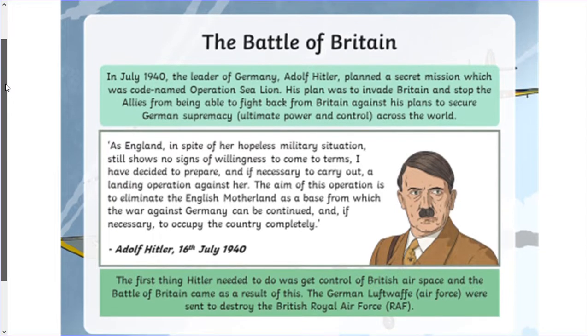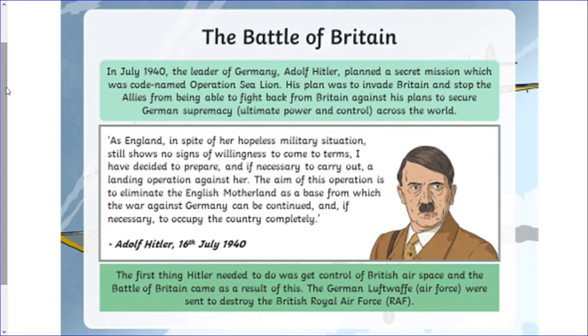I'm just going to give you a little bit of information so that you have an idea about what happened. So in July 1940, the leader of Germany, Adolf Hitler, planned a secret mission which was codenamed Operation Sea Lion. His plan was to invade Britain and stop the Allies from being able to fight back from Britain against his plans, so that he could secure German supremacy, which is ultimate power and control, across the world. The first thing that he needed to do, though, was to get control of the British airspace, and the Battle of Britain came as a result of this.